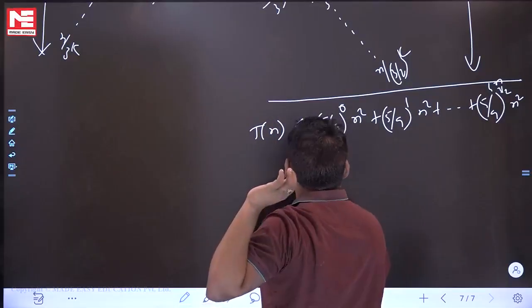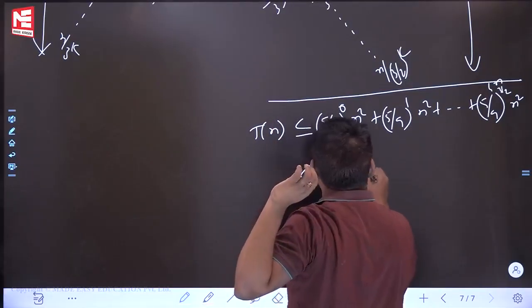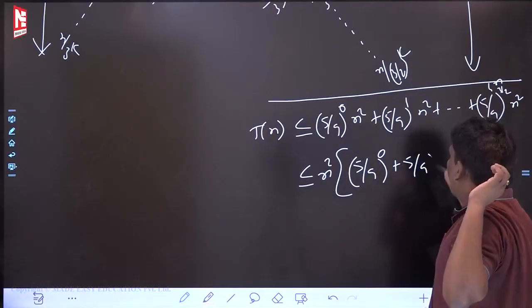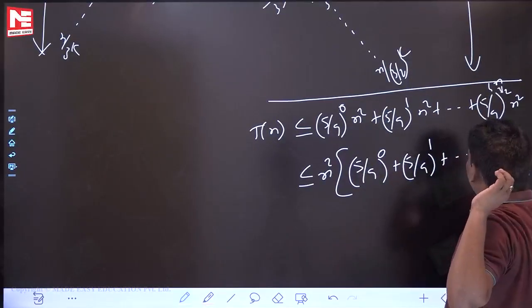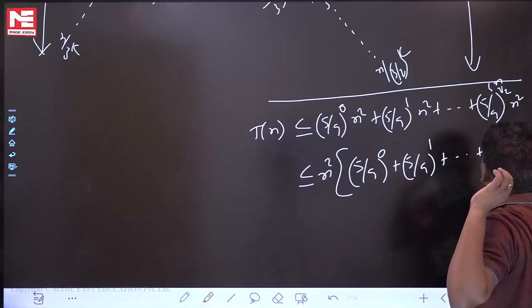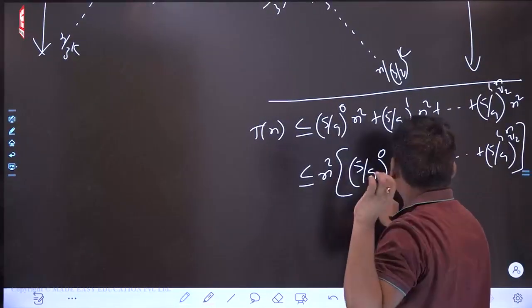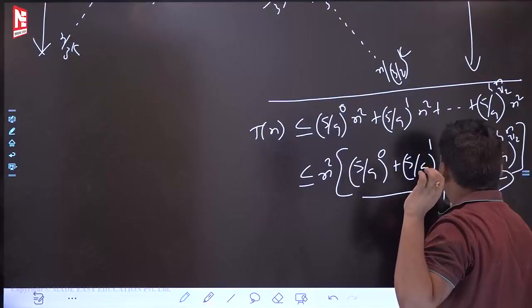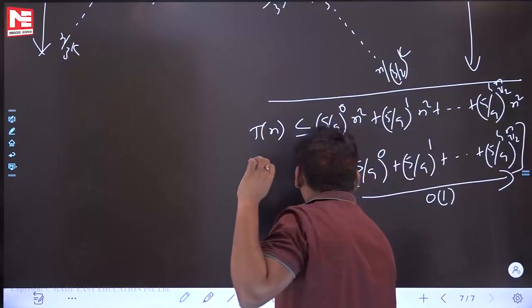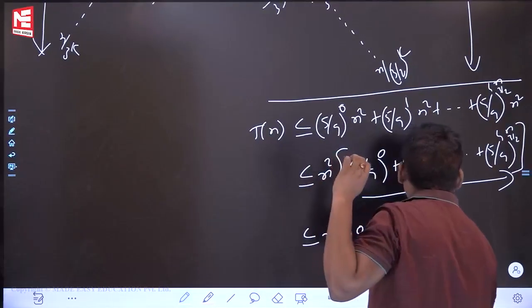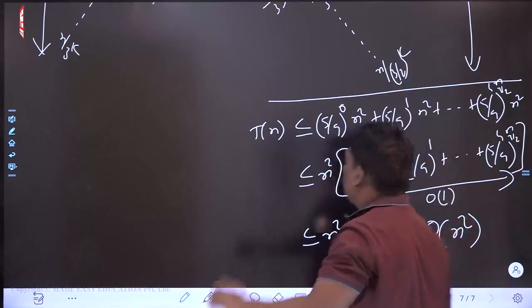Next one. Less than or equal to n square common: (5/9)^0, (5/9)^1, and so on, lastly (5/9) power log n base 3 by 2. But everyone knows it is a GP series with r value less than 1. What is the answer? Constant. Less than or equal to n square into constant. Finally, big O of n square. Upper bound is big O of n square.